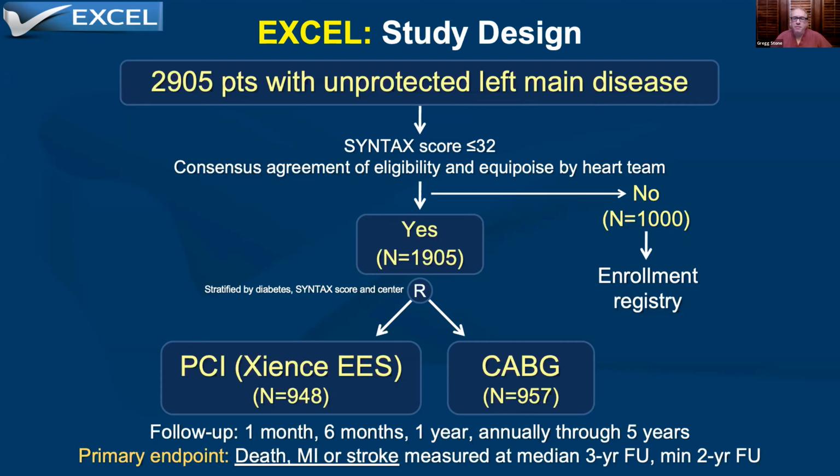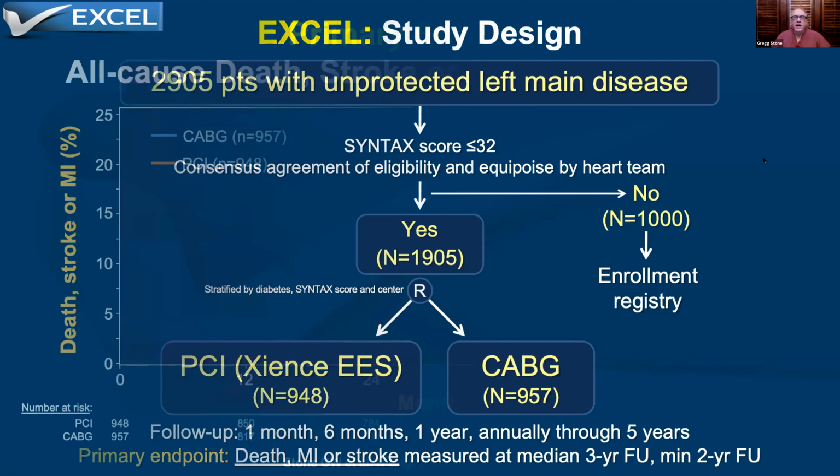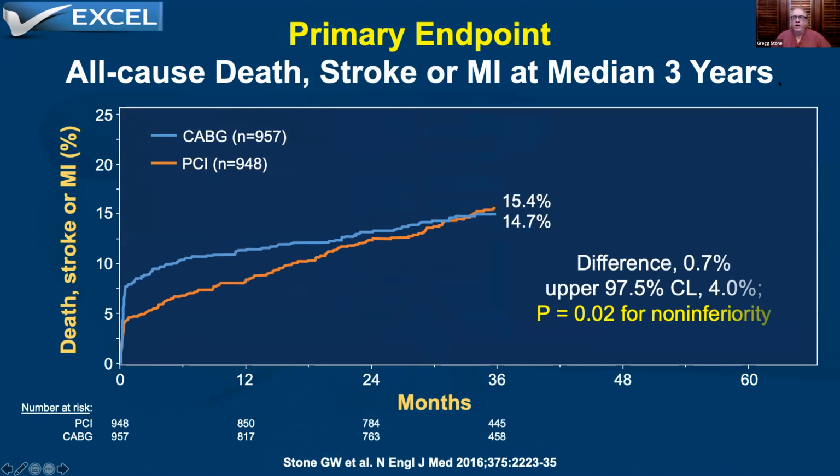So this is the largest trial to date of PCI versus CABG in left main disease, and the first such trial to be powered for the composite endpoint of death, MI, or stroke without repeat revascularization in it, which all the surgeons and interventionalists that put the Excel trial together agreed was an endpoint of much lesser importance. And I'll come back to that.